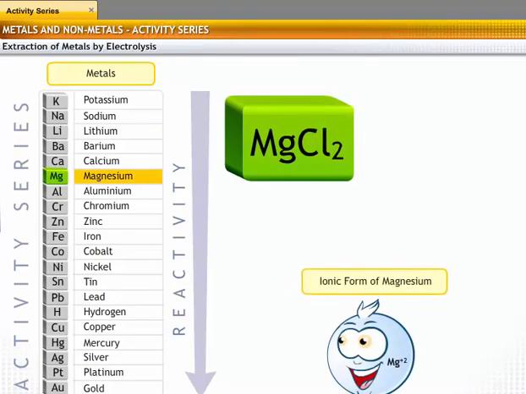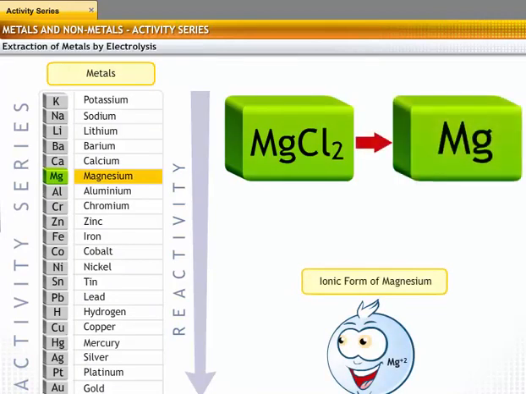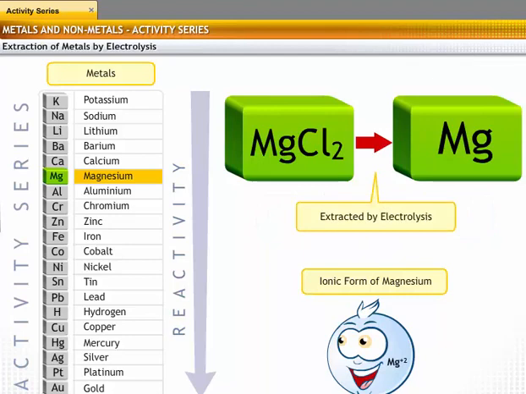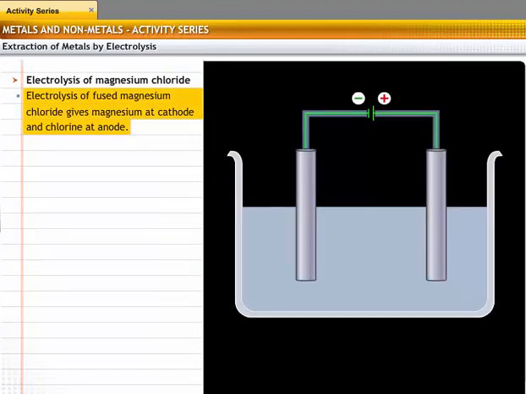Consider magnesium chloride ore. Magnesium is highly reactive and therefore cannot be reduced by common reducing agents like carbon, carbon monoxide, and hydrogen. Therefore, magnesium is extracted by electrolysis. Electrolysis of fused magnesium chloride gives magnesium at cathode and chlorine at anode.